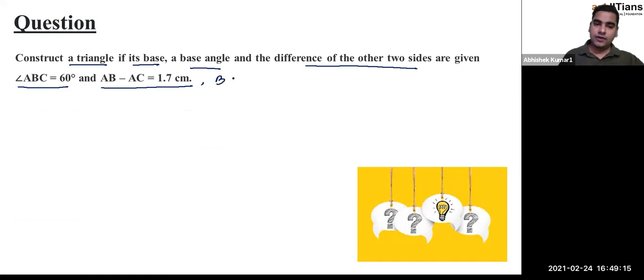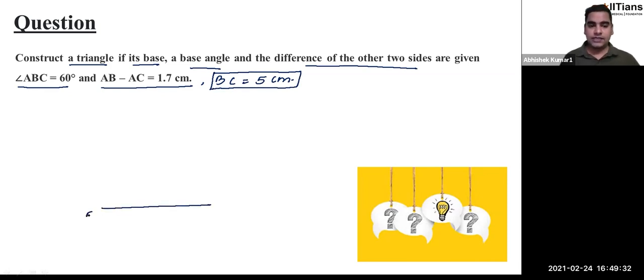Base is equal to BC, which is equal to 5 centimeter, right? So we have to draw this. Let's see how we can draw it. Okay. So what should be our first step? As we observed, we have to first draw this BC, which is equal to 5 centimeter. So let's say, guys, this is BC, and this BC is equal to 5 centimeter.